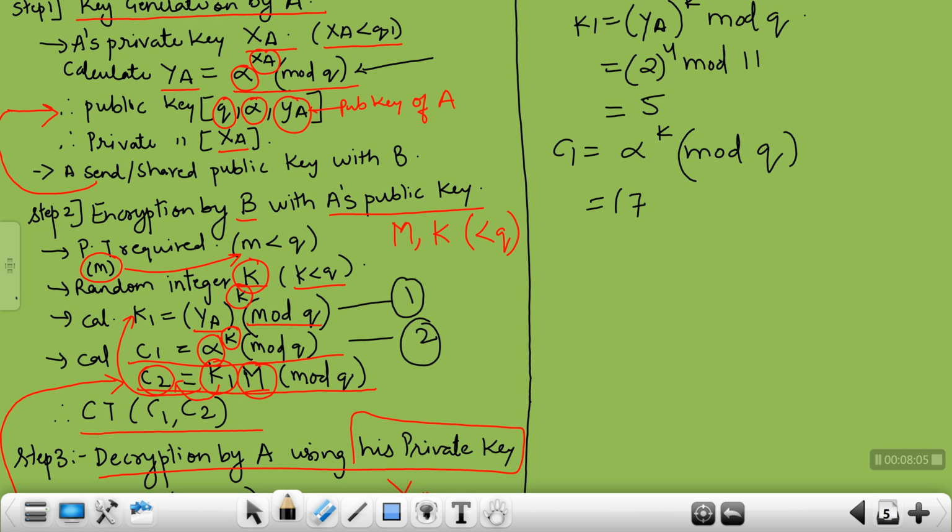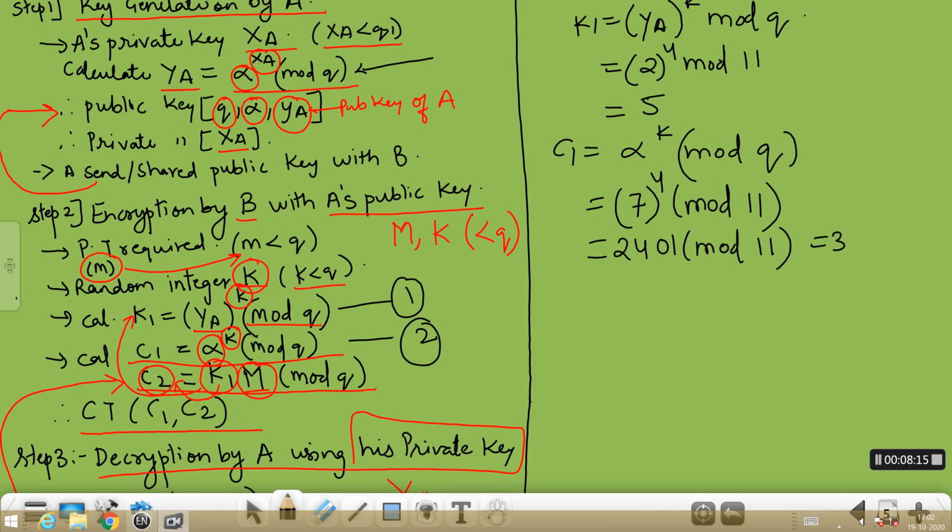So 7 raised to K, where the K value is given here as 4. 7 raised to 4 mod of Q, and mod of Q is mod of 11. Let us calculate 7 raised to 4, which is 2401. 2401 mod of 11 is nothing but 3. So we have calculated C1.